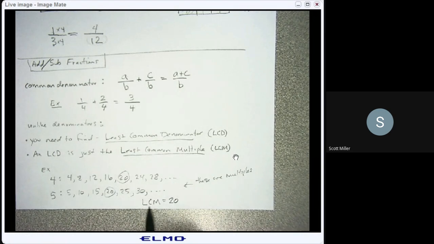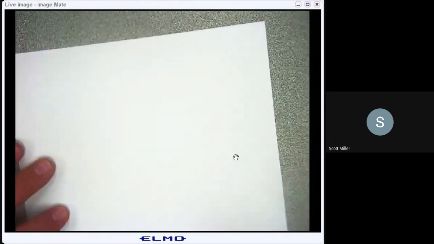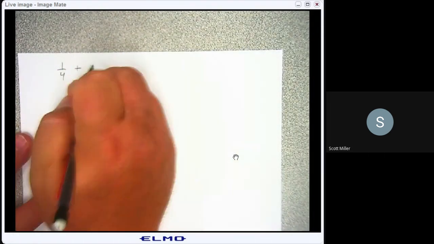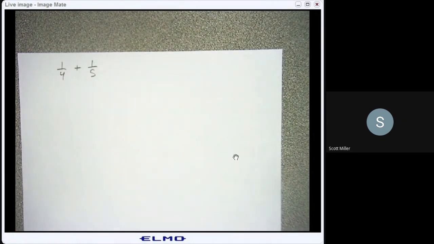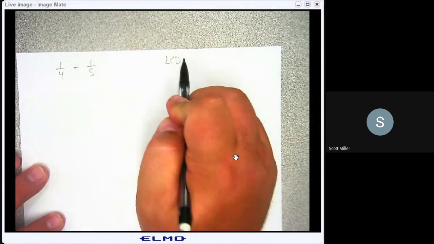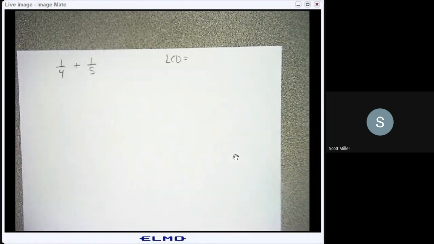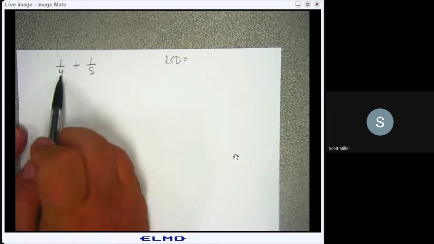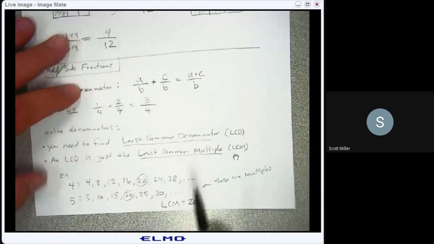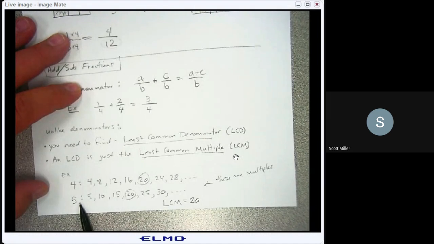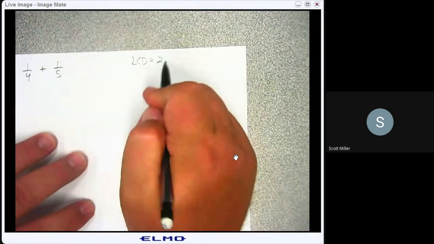Because if this is the least common multiple of these two numbers, if I wrote it as a fraction, like what is 1/4 plus 1/5, now the 4 and the 5 are denominators, aren't they? So what is the least common denominator for these fractions? Well, it's the least common multiple of those denominators, is what I just said, right? What is the least common multiple of 4 and 5? The denominators. 20. So the least common denominator is 20.